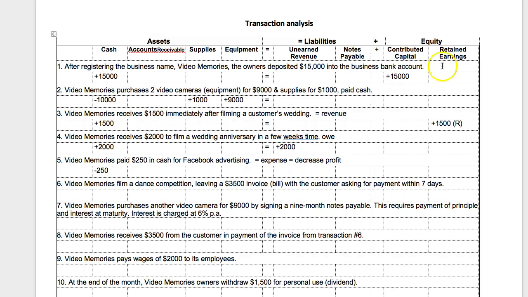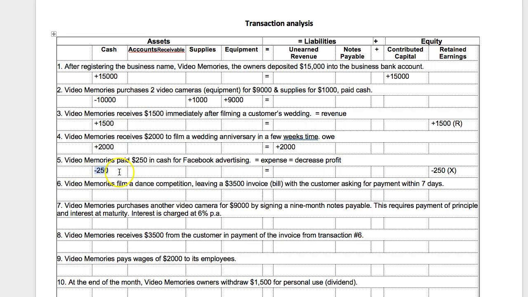Now, because we add profit to retained earnings, we're going to put the expense over here. Because profit is going to decrease, we're going to put this as a minus. And you'll notice that that is the opposite to what we did for revenue. The expense is going to decrease retained earnings, and that is equal to the decrease in cash.